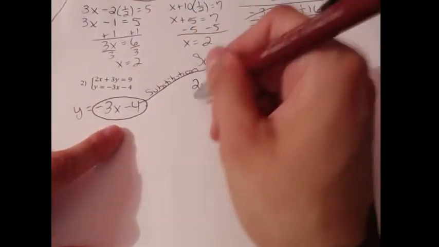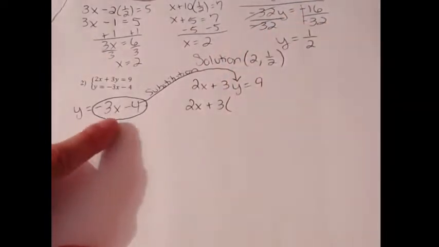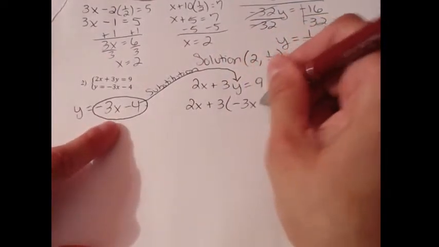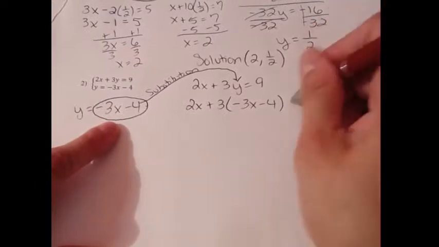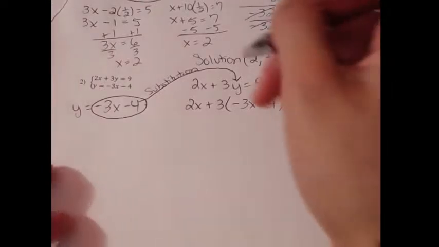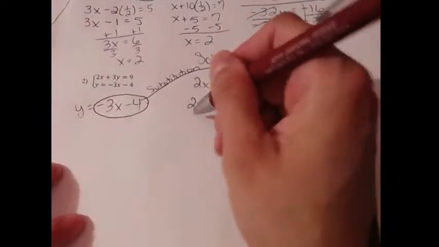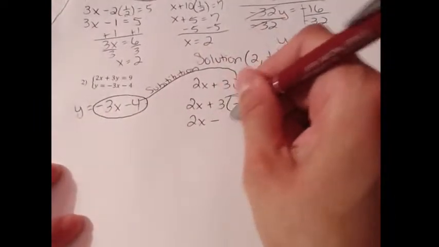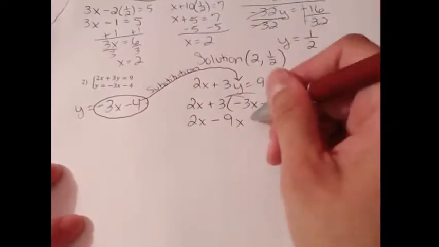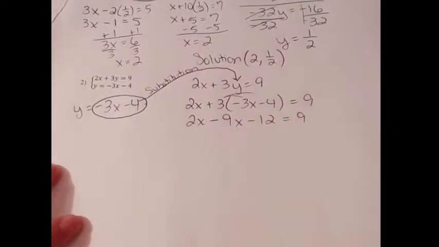Okay, so we have 2x plus 3 parentheses because we're replacing y with negative 3x minus 4, is equal to 9. And now we just have to do the math. That's a beautiful part. Once you've taken care of this first step and you make that substitution, now it's all about just solving. Distribute to drop parentheses, combine like terms.